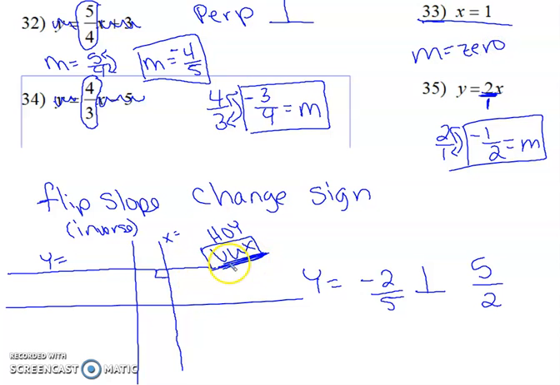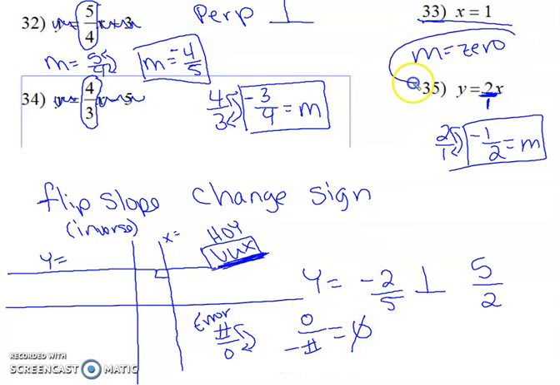Another way to think about that, undefined means a number divided by 0. If you do a number divided by 0 on your calculator, it's going to say error. That's how you get undefined. Once you flip it, 0 over a number, your answer is going to be 0. It doesn't matter if the number is negative or positive. So that gives you a 0 slope.